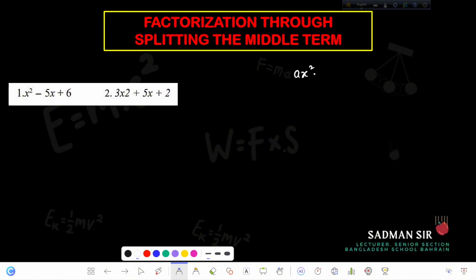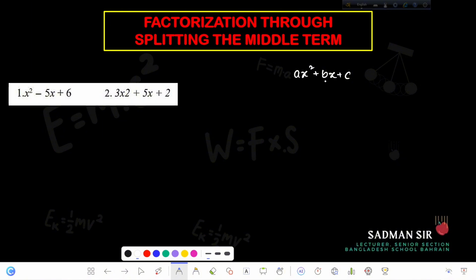So let us say ax square plus bx plus c. This is a quadratic expression, where the maximum power of x is 2. So if I want to factorize this one, that means if I want to express this one as the product of its factors, there are several ways. One of the ways is splitting the middle term.